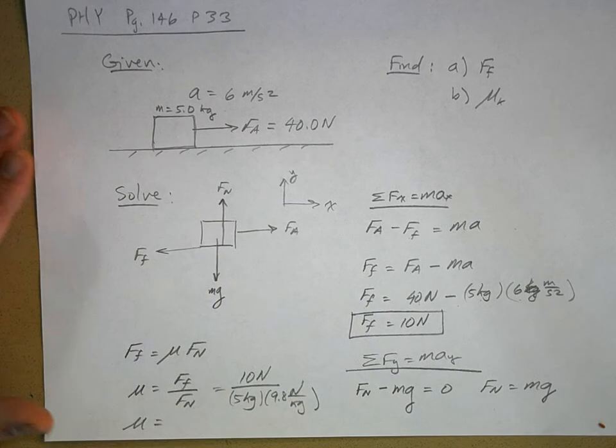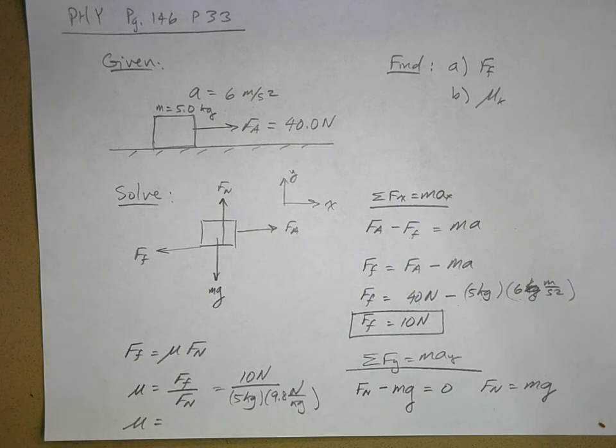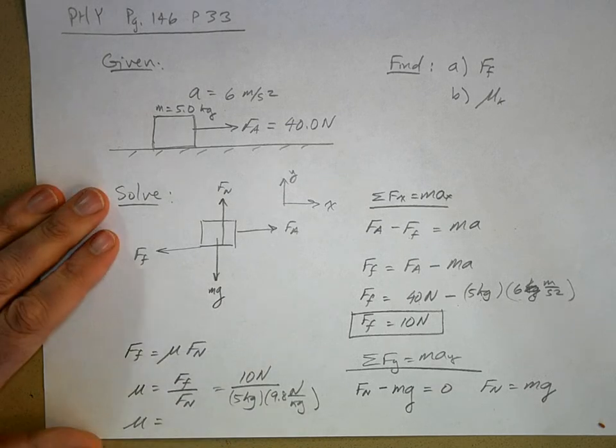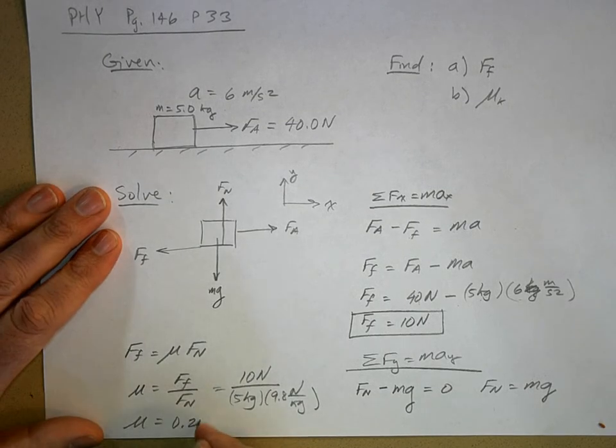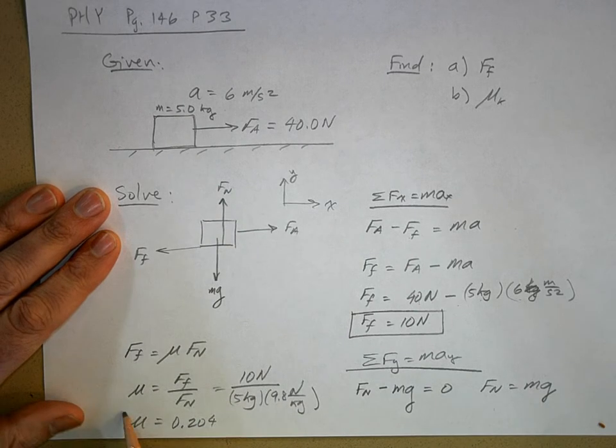And when you plug in, 10 divided by 5 is 2. 2 divided by 9.8 is a little less than 0.2. The answer should be 0.2. So we've got 10 divided by 5 divided by 9.8, and we get 0.204 if you carry it out to 3 significant figures.